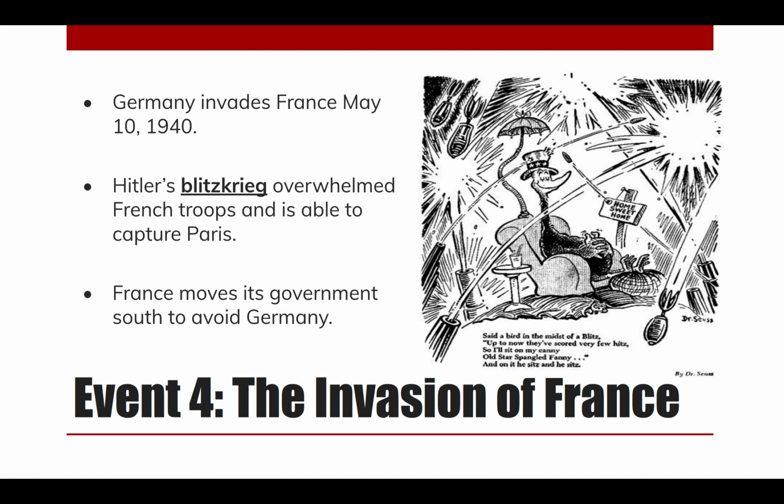Event number 4, the invasion of France. So Germany then invades France on May 10th, 1940. Hitler's blitzkrieg overwhelmed French troops. It means they're going to have this lightning fast invasion and is able to capture Paris. France moves its government to the south of France to avoid Germany. So we have this other government going on.